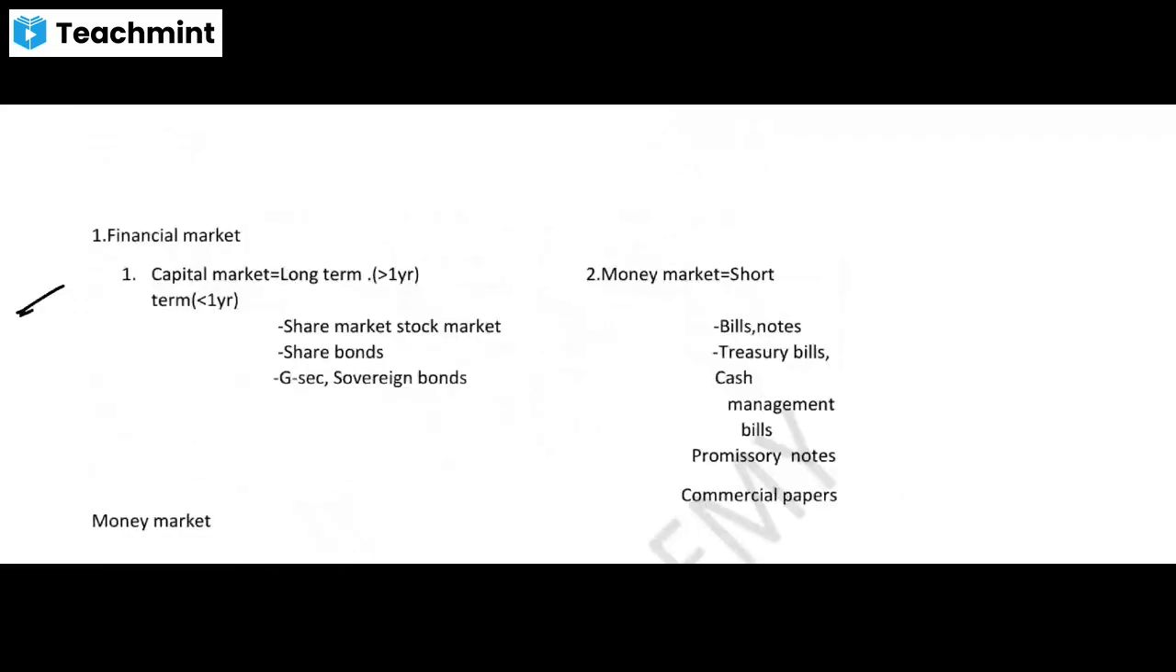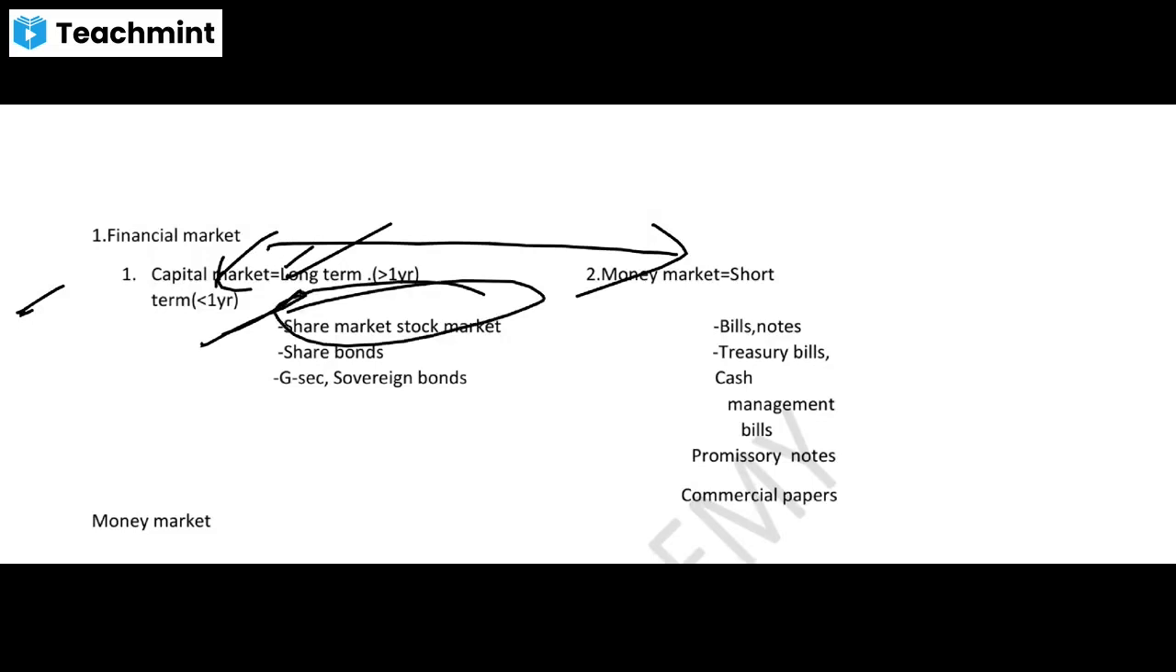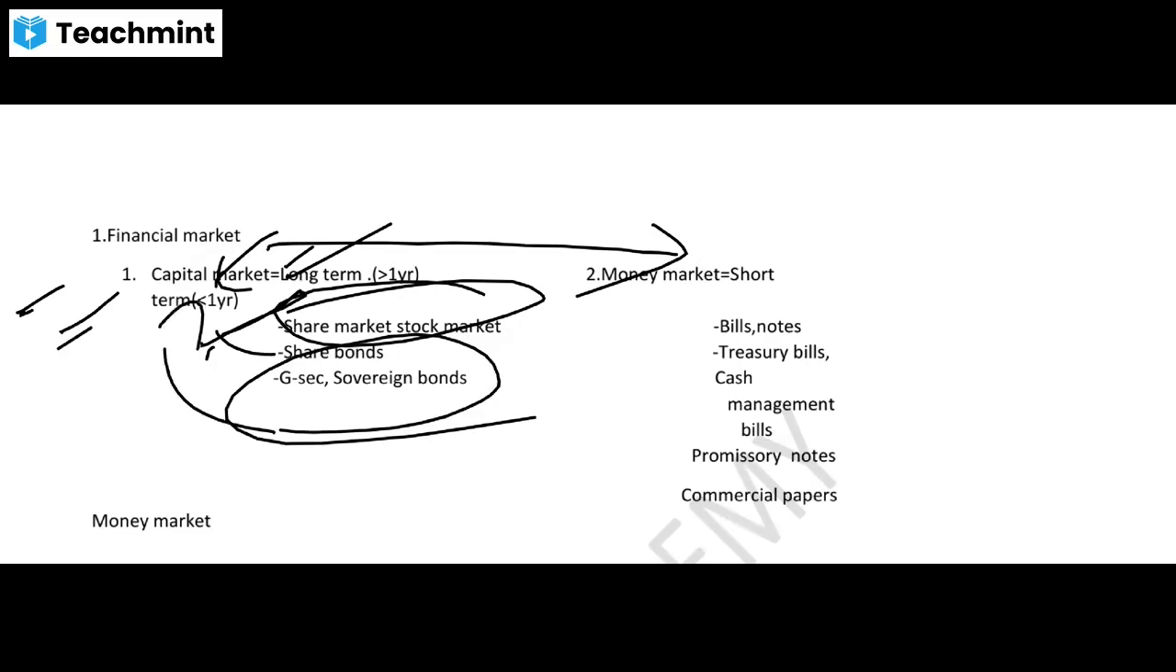As you can see here, the financial market is divided into two types: the capital market and the money market. In the capital market, the maturity period is more than 1 year, but in the money market it is short term, that is, less than 1 year. Generally the share markets or stock markets come under the capital market, and the instruments are G-secs and bonds. So remember that wherever you see bonds and securities, they come under the capital market. They have maturity of more than 1 year.